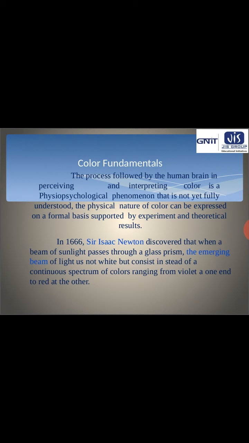We have already mentioned that in 1666 Sir Isaac Newton discovered that when a beam of sunlight passes through a glass prism, the emerging beam of light is not white but consists instead of a continuous spectrum of color ranging from violet at one end to red at the other.